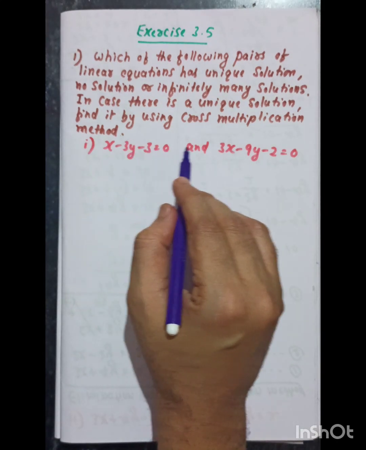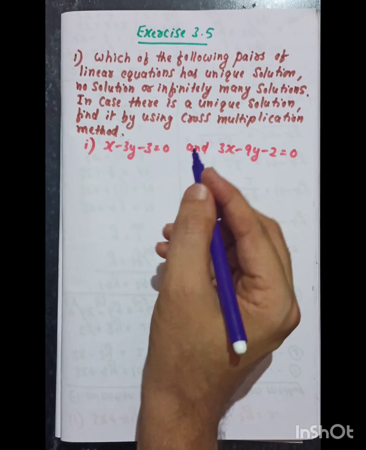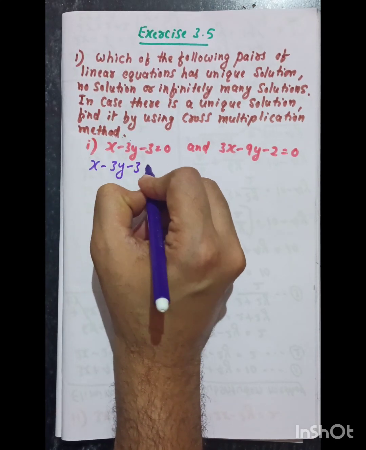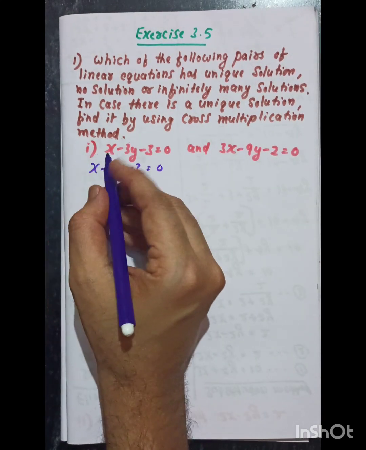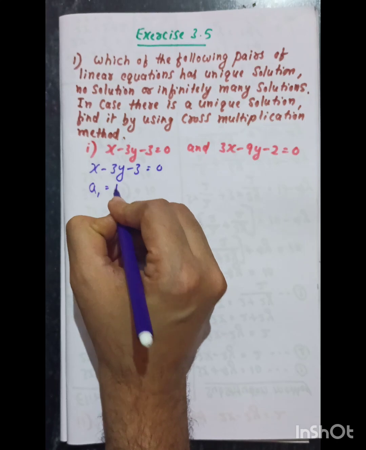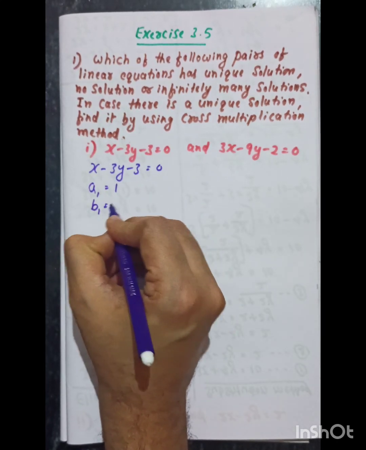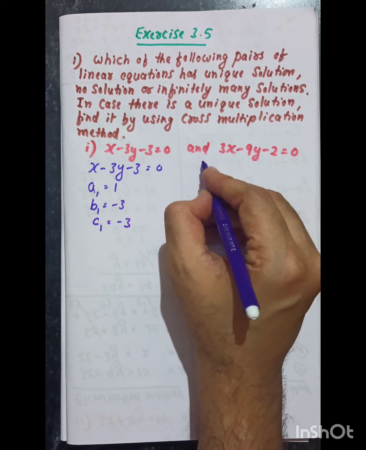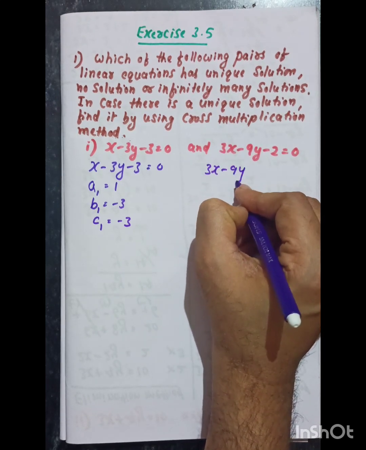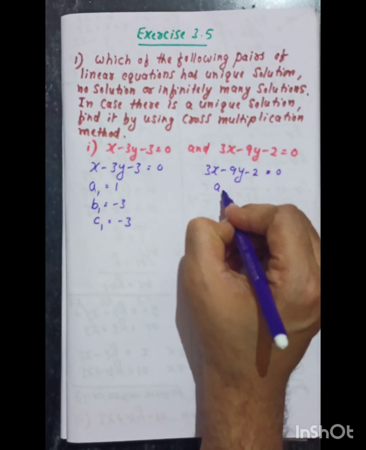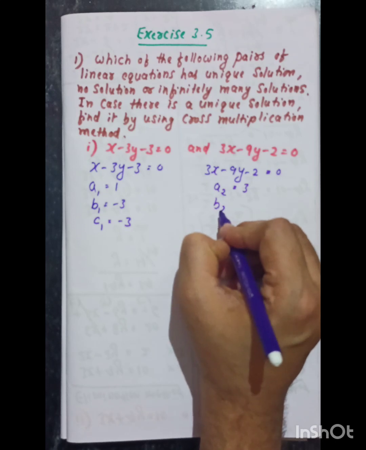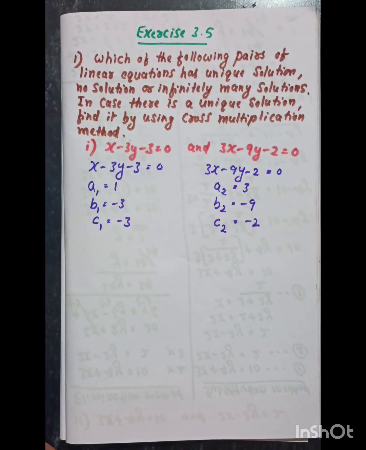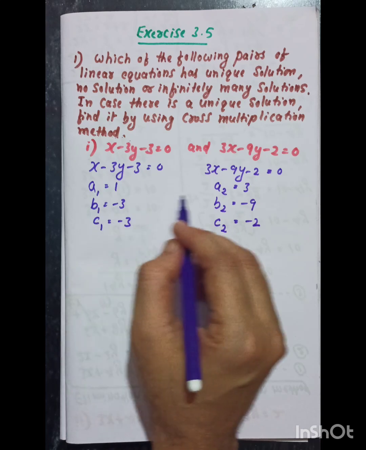X minus 3y minus 3 equals 0 and 3x minus 9y minus 2 equals 0. Let's start the answer. I will write first x minus 3y minus 3 equals 0. So this is a1 equals 1, b1 equals minus 3, and c1 is also minus 3. Here the second equation, that is 3x minus 9y minus 2 equals 0, a2 equals 3, b2 equals minus 9, and c2 equals minus 2. Let's start the answer after taking the values for A1, B1, C1 and A2, B2, C2.